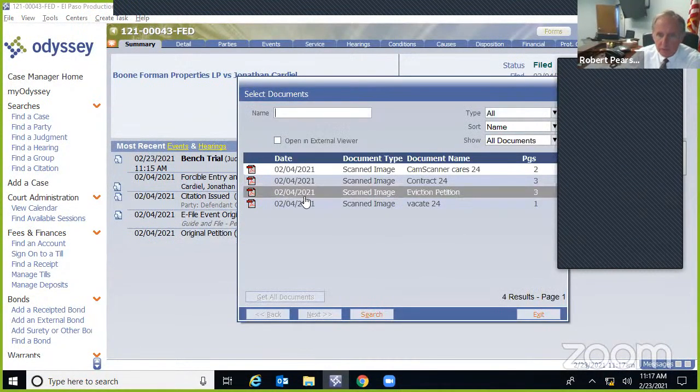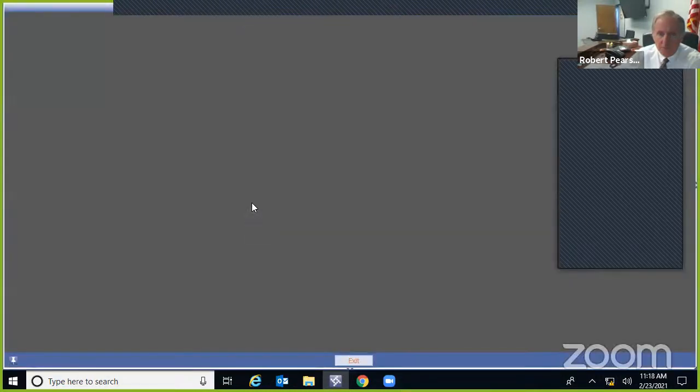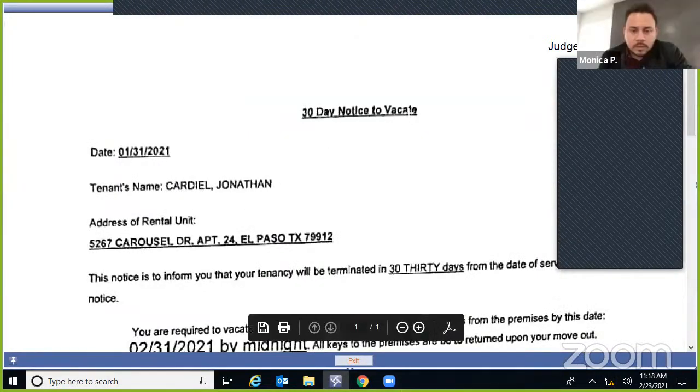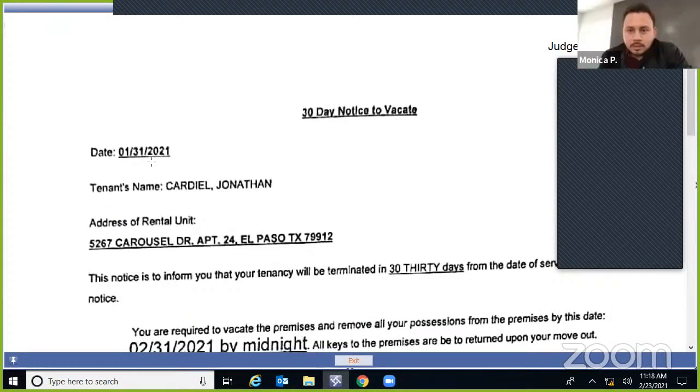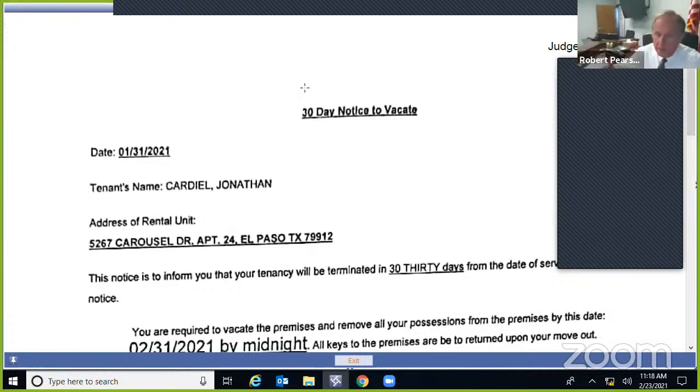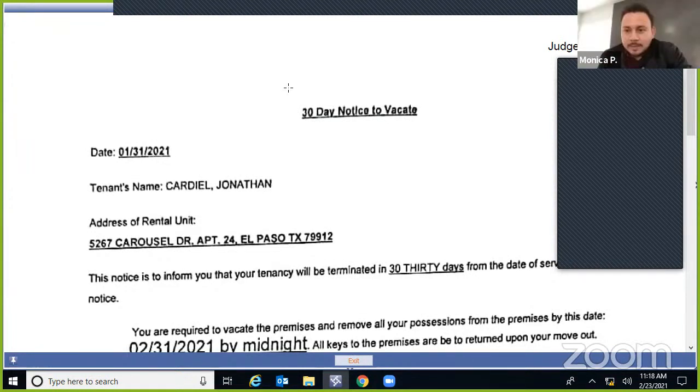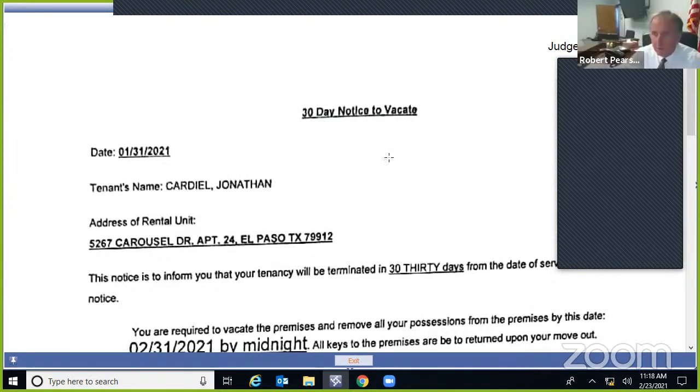Here's your other problem. Here's your notice to vacate. A 3-day notice to vacate, correct, January 31st. When does the 30 days run? Well, February just has 28 days, so it would be March 3rd. So you're telling them they have till March 3rd to vacate, but you're filing a suit in February. So I'm denying this. Your notices are all off.